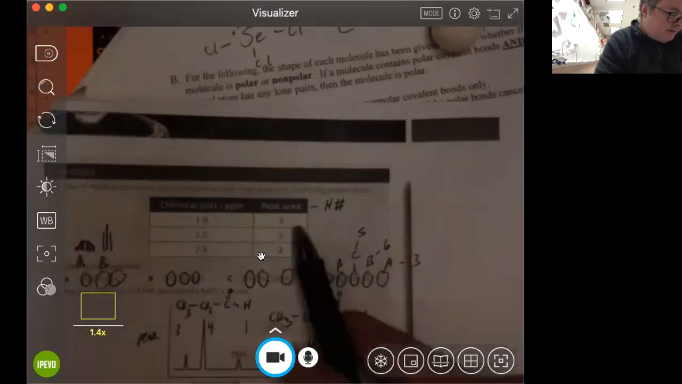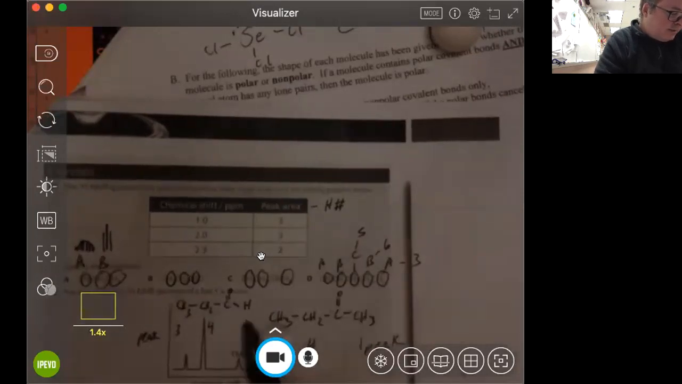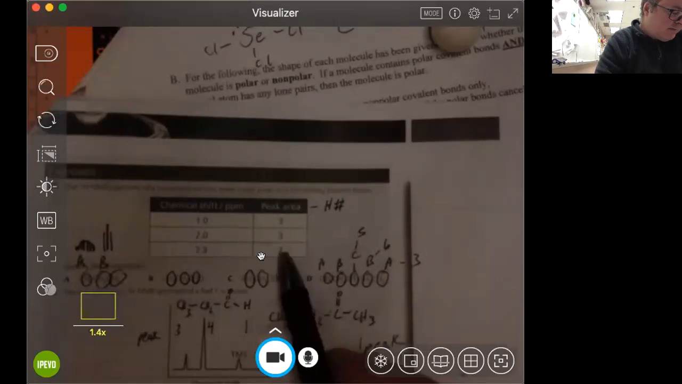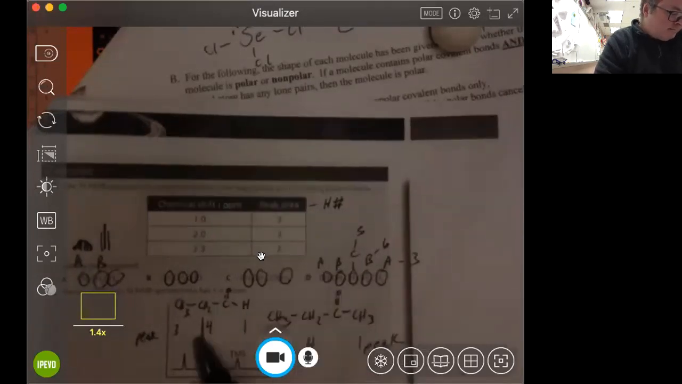But this peak area, it should be 0, right? 1, 2, 3, 4 bonds, 0 plus 1. So I'm not sure what they mean by peak area being 2 there. But why would the peak area be 4 for the second carbon? Oh wait, never mind. I just answered my own question, right?